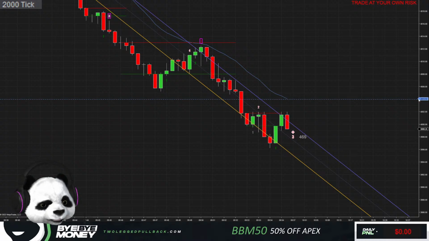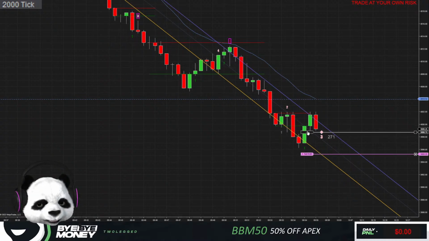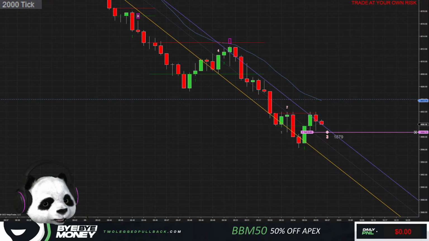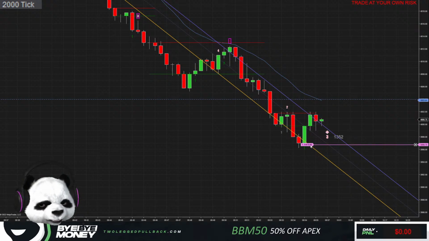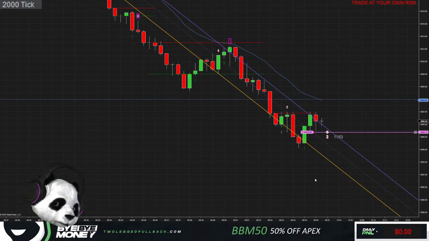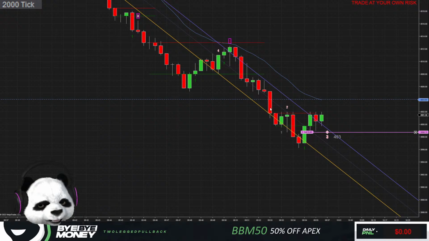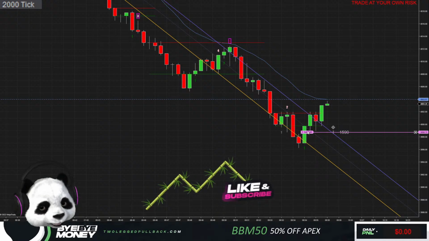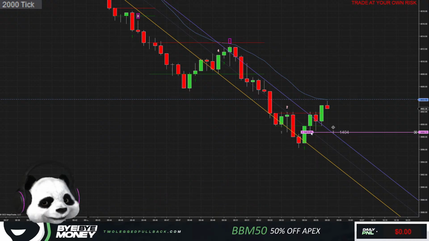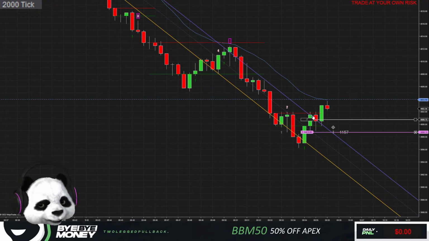Do not copy my trades, pandas. I'm eager to enter this downtrend. I'll come with the first entry here. Seem to hit our heads here. 1, 2, 3, 4, 5. Again, I'm gonna enter the first entry, pandas. Do not get mad at me.